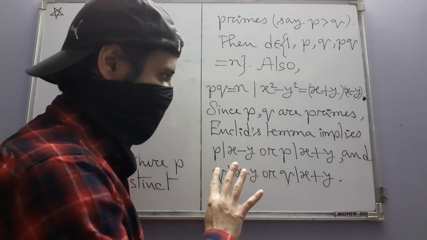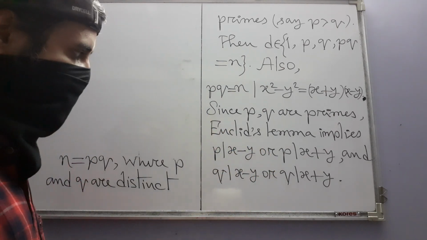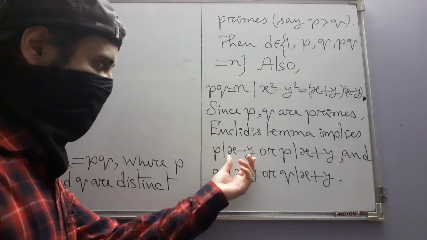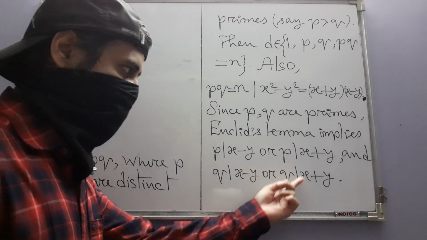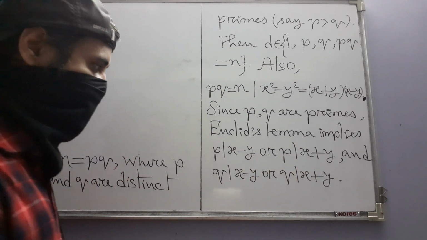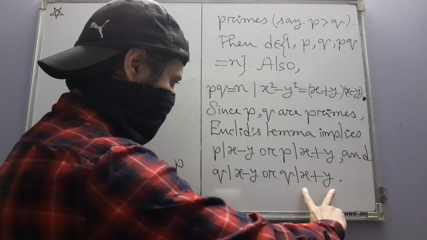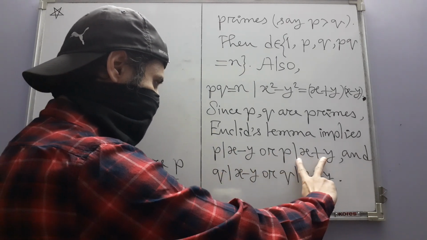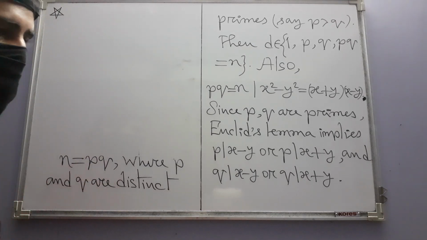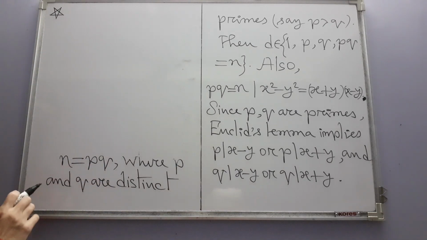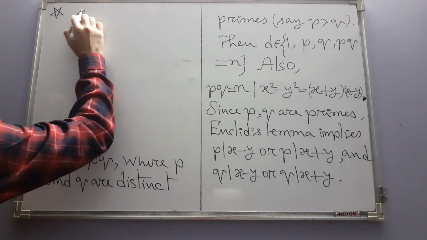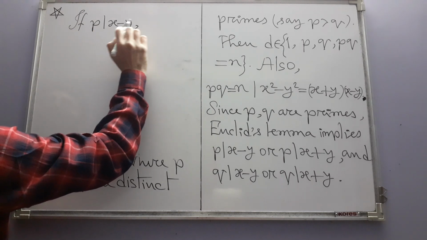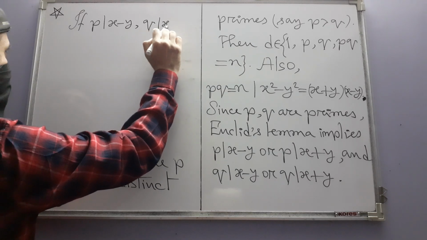So there are in total 4 possibilities that arise from this situation. Either P and Q both divide x minus y, or they both divide x plus y, or P divides x minus y and Q divides x plus y, or P divides x plus y and Q divides x minus y. Now let's see what happens if P and Q both divide x minus y.